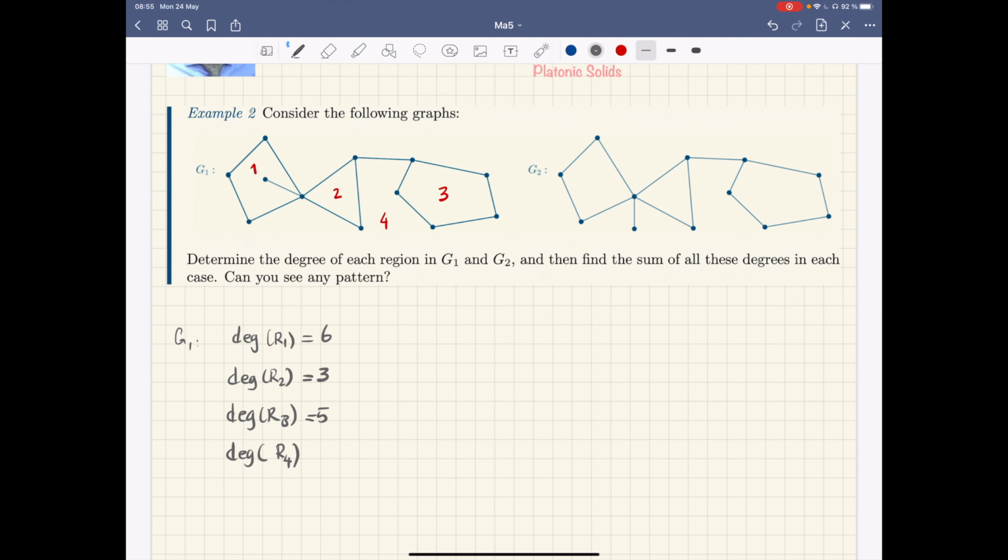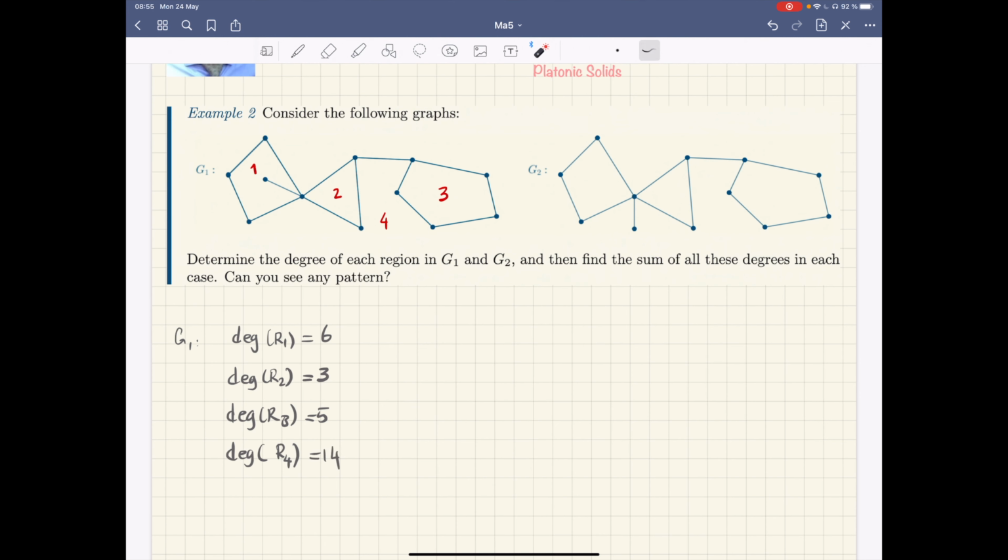So the degree of R4, you need to start from somewhere. For example, here, 1, 2, 3, 4, 5, 6, 7, 8, 9. Oh, let me see. Yes, I have to go. There's no way. 10, 11, 12, yes, 13, 14. Yes, it seems to be 14. Am I right? So what did you get?